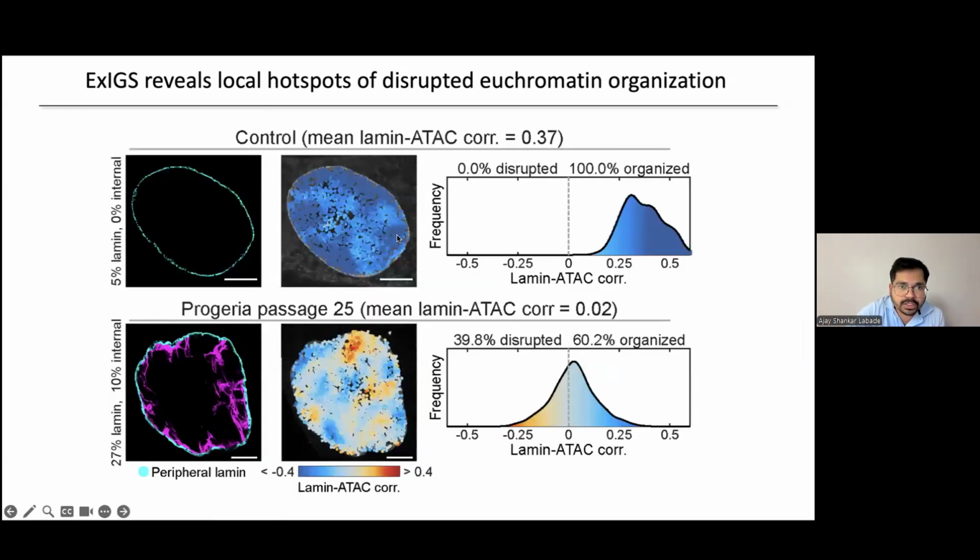So we compare it with control, and you can see that in control cells, there is more lamin ATAC correlation. That means there is more organized chromatin, whereas in progeria cells, you do start seeing that the lamin ATAC correlation is very low. That means there are more and more disruptions due to these internal invaginations of lamin.